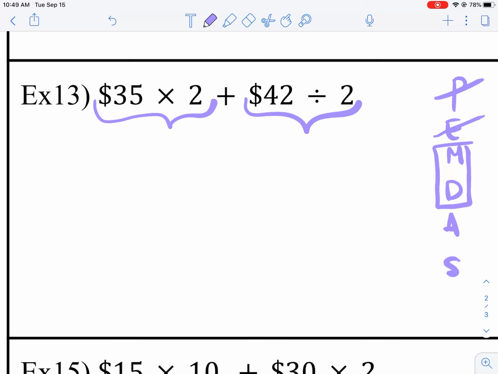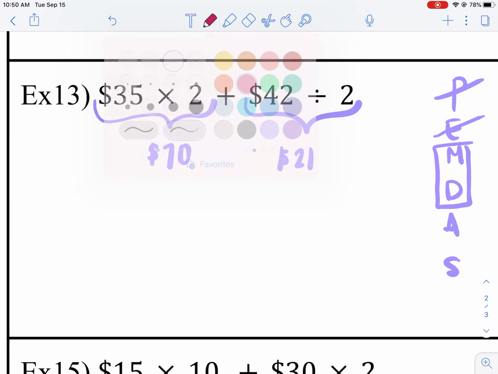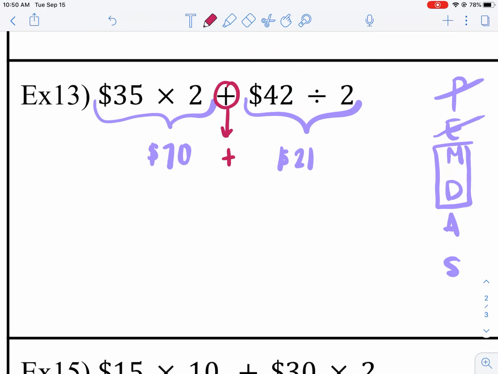And actually, we can do the division at the same time because it doesn't include any of the numbers that are being used for the multiplication. So we can do them at the same time. $35 times 2. If I multiply $35 times 2, I get $70. And if I divide $42 by 2, I get $21. And don't forget, our sign is still here. We have to bring it down. So we are adding those two things together. So $70 plus $21 is $91.